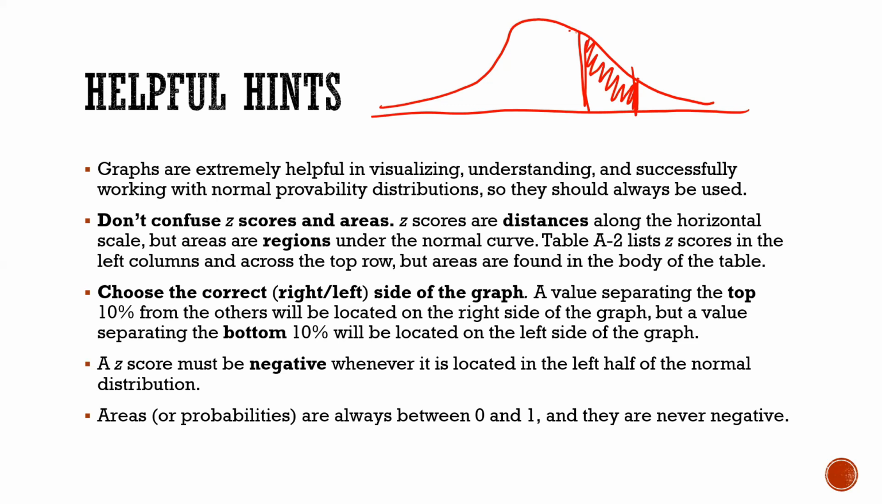So if you have in between two lines, it's really helpful to draw it out, right? Especially remembering that our stuff is from the left. Don't confuse z-scores and areas, right? So on these tables, z-score is on the far left, right? And on the top. Areas or probabilities are in the center, right?